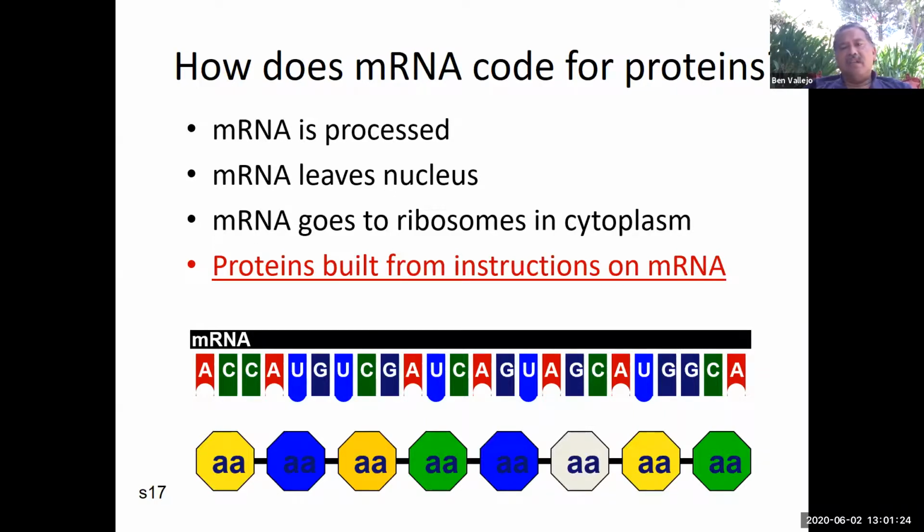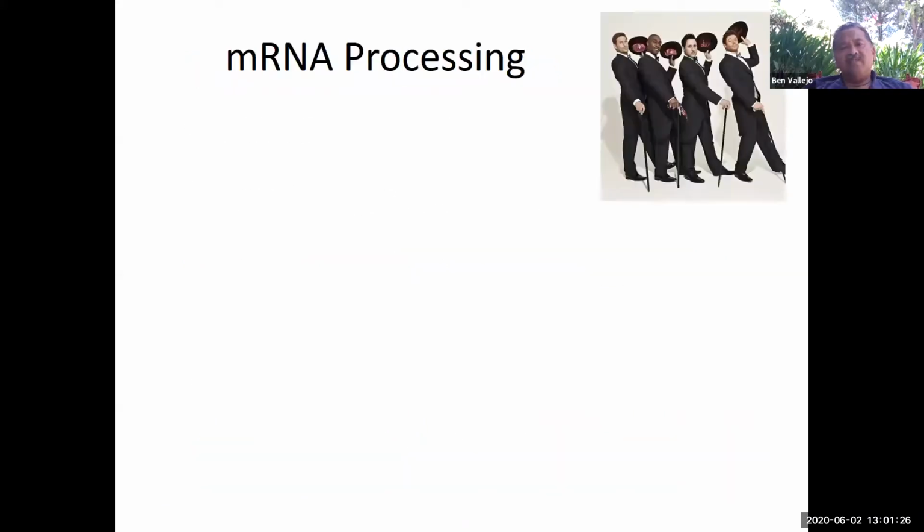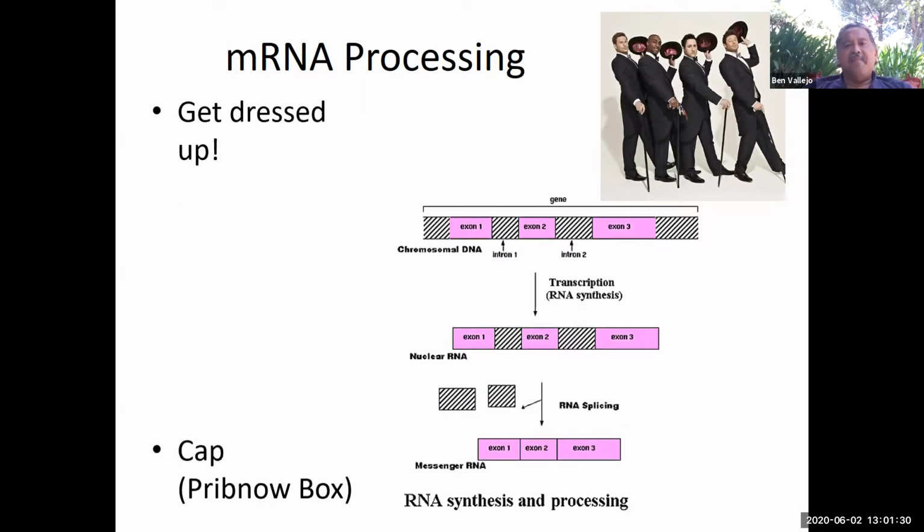There's the sequence of amino acids right there. Now, what is this processing about? Well, what happens is just like when you dress up for the prom. Remember the prom? When I went to the prom, you got a tuxedo. My friend Mike got a hat and a cane. Woo! Well, you get all dressed up.